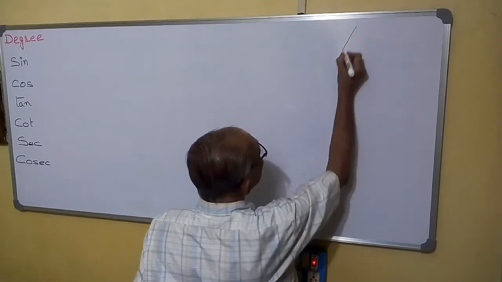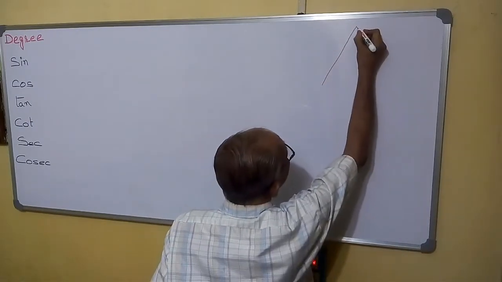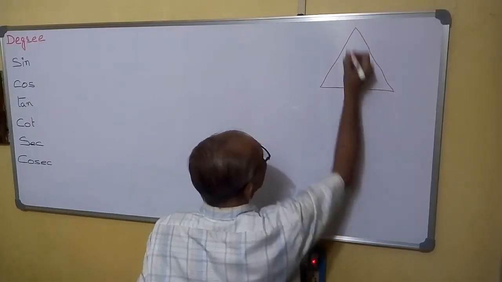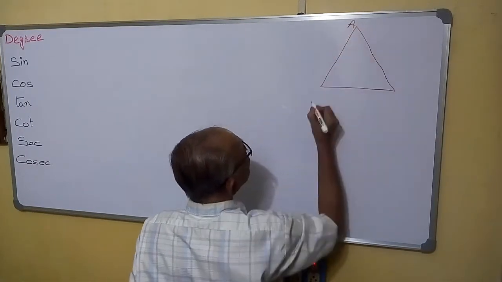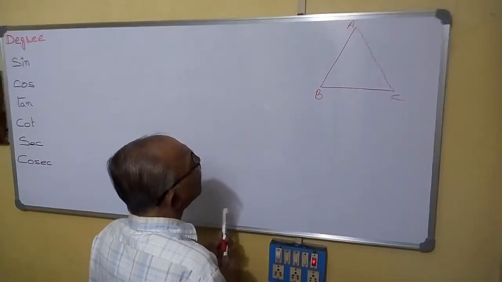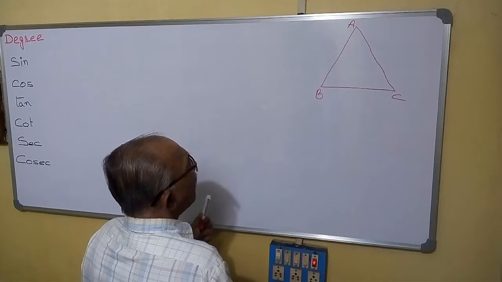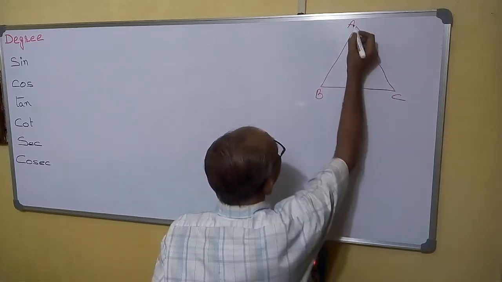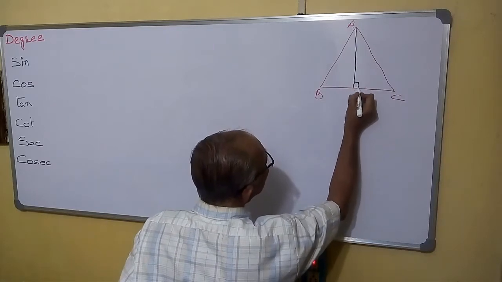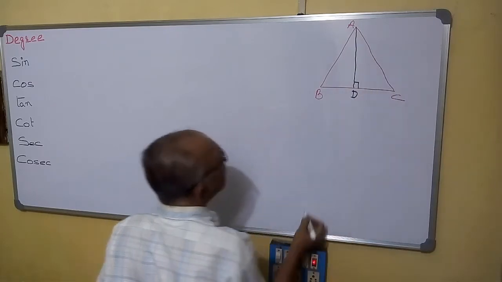Let us assume this is an equilateral triangle ABC. If we draw a perpendicular from A to BC, let us assume it is D.